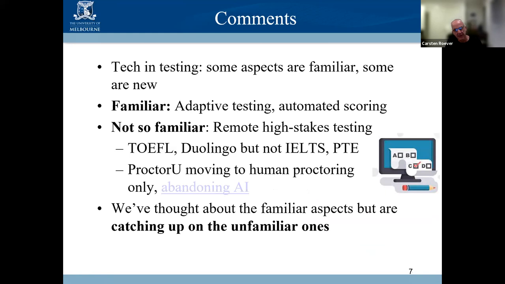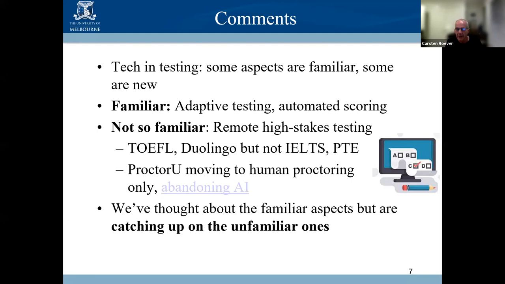I want to make some comments on this and bring it together a bit and then open up for a more general discussion. I think we're dealing with some familiar and some new aspects here when we talk about technology and testing. So yes, we have dealt before, and we have had time to think about adaptive testing and what it can do, where the issues are, automated scoring, what it can do and where the issues are.